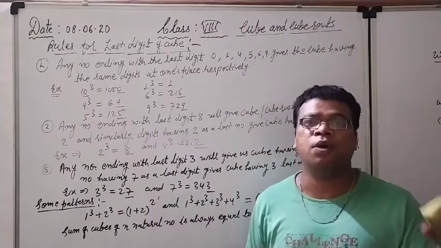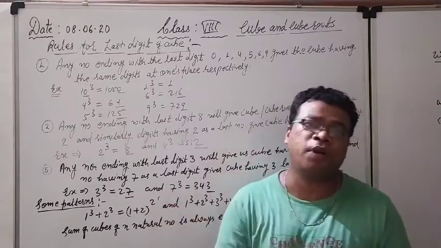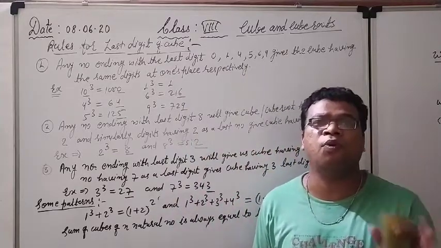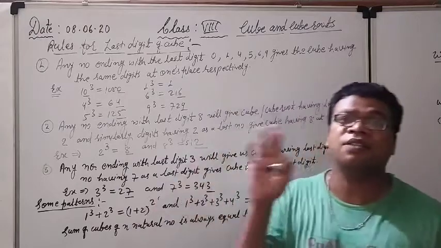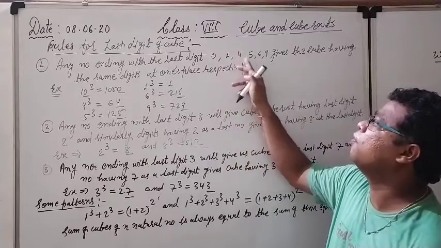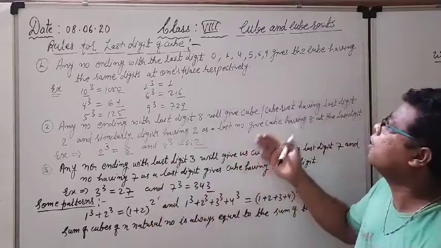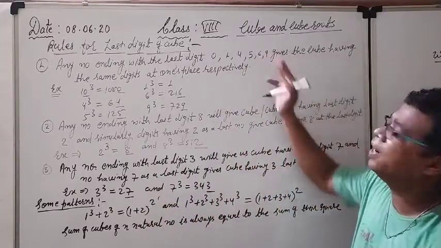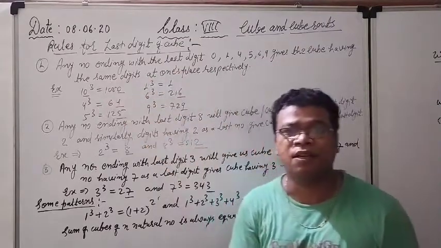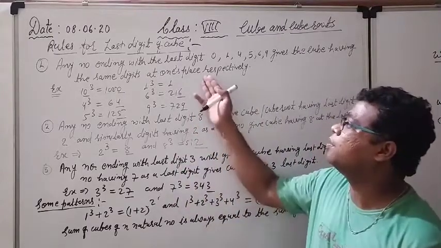Either it is 0, 1, 4, 5, 6, or 9. Sequence is not important, but you should remember how many digits are there. So there are 6 digits. So any number whose last digit is either 0, 1, 4, 5, 6, 9, means these digits should come at the ones place. So what happens? If you are finding the cube of this particular number, you will find the same digits at the ones place, respectively.